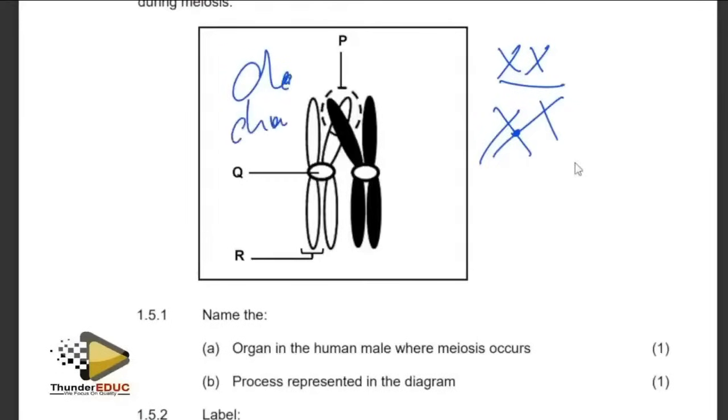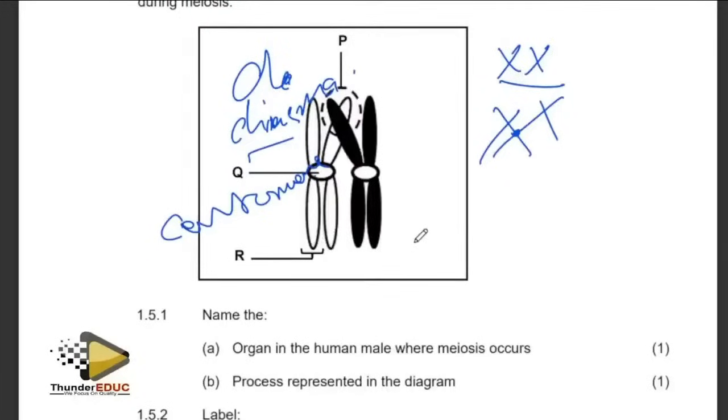This is the chiasma; if there is more than one, we call them chiasmata. This is a centromere. And then this is a chromatid. It's not a chromosome, it's a chromatid. What about this? These are homologous chromosomes.